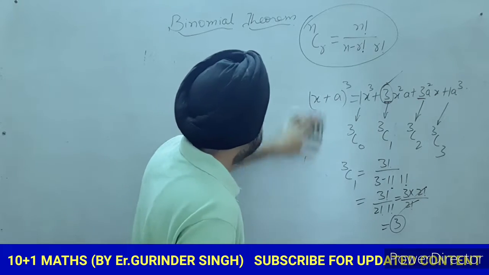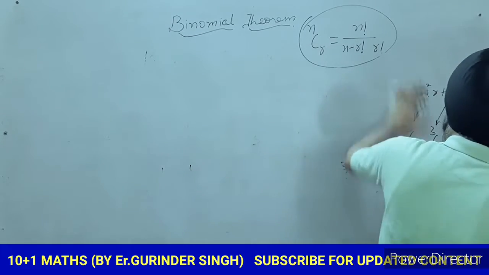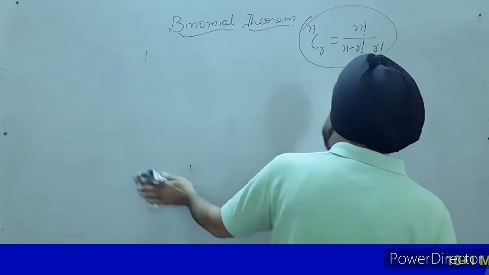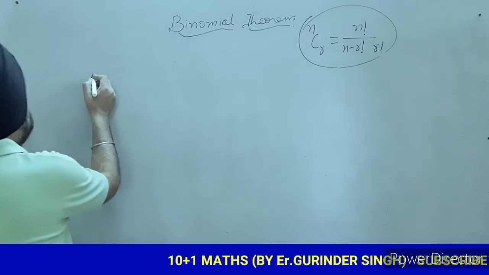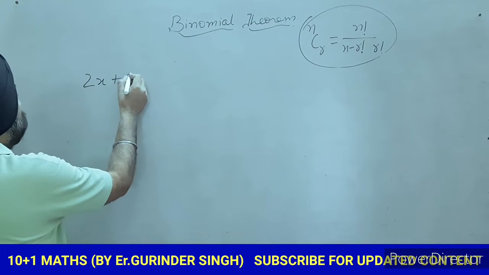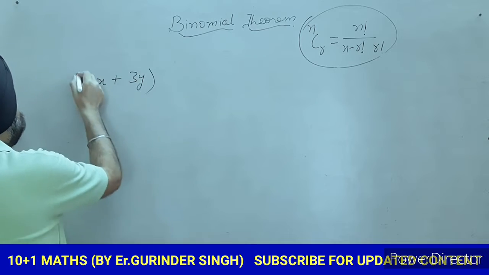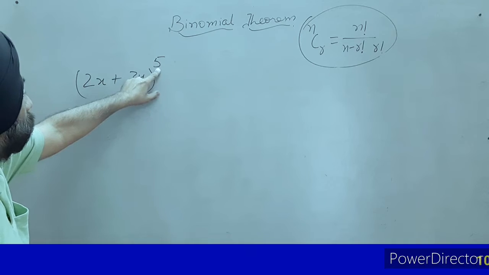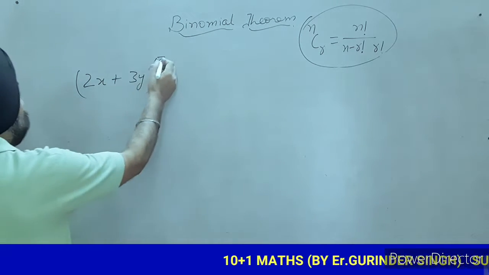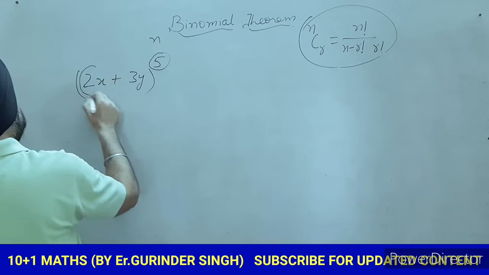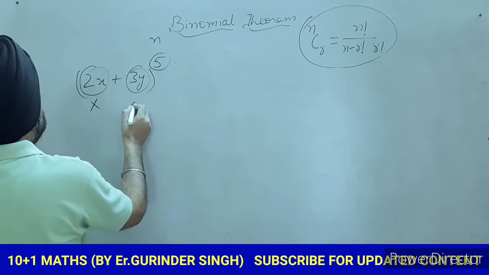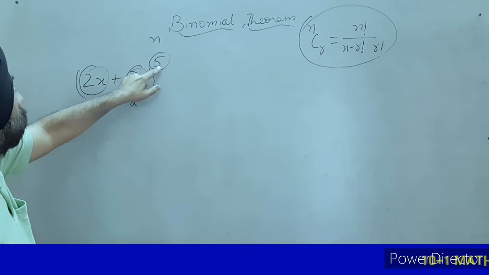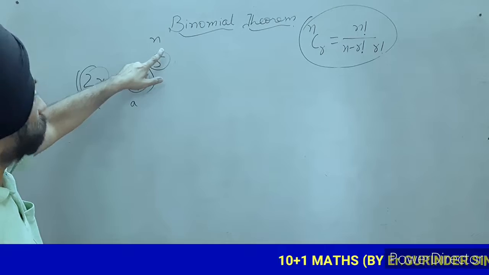Say it is, I will now expand an algebraic expression using the binomial theorem. Say I have (2x + 3y) raised to power 5. How to expand this? n is 5. This is your x, this is your a. (x + a) raised to power n.